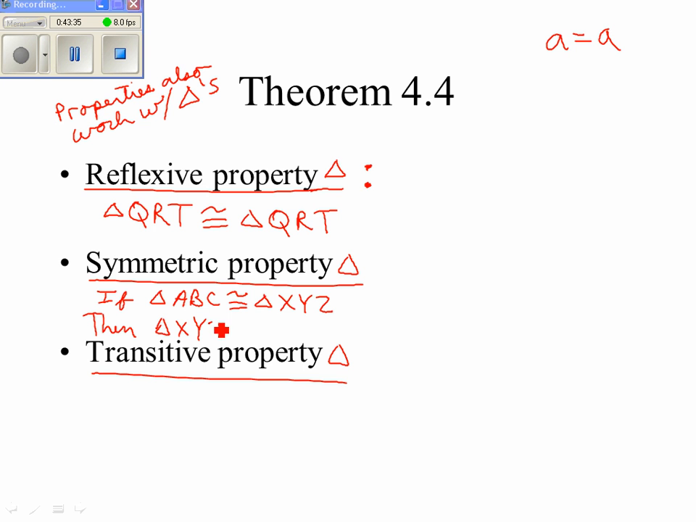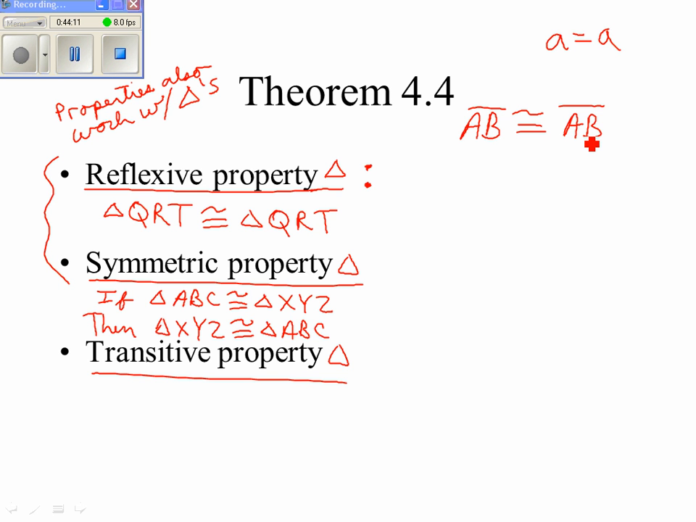Triangle XYZ is congruent to triangle ABC. Just switches it around. For triangles, you won't use those two very often. Now, as we're dealing with triangles, we'll use the reflexive property a lot to say something like this. Segment AB is congruent to segment what? AB. We'll use that a lot as we're dealing with triangles throughout this. But as far as just saying triangle QRT is congruent to triangle QRT, we don't use that very often.